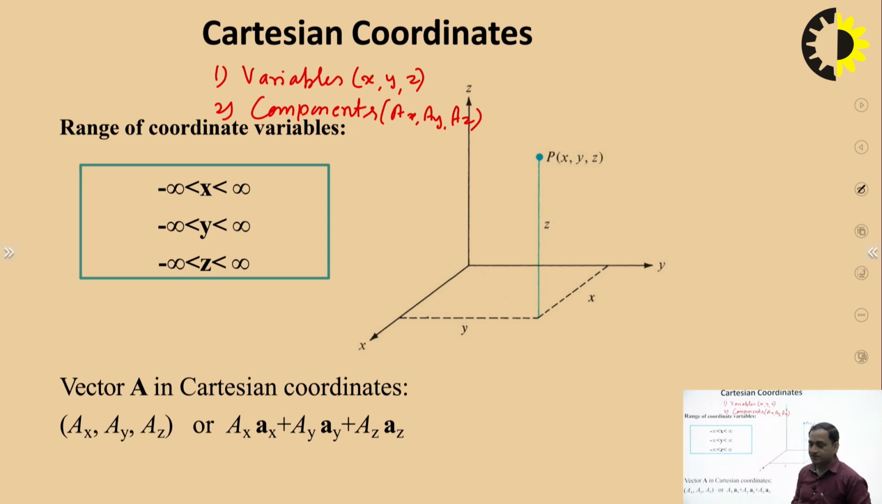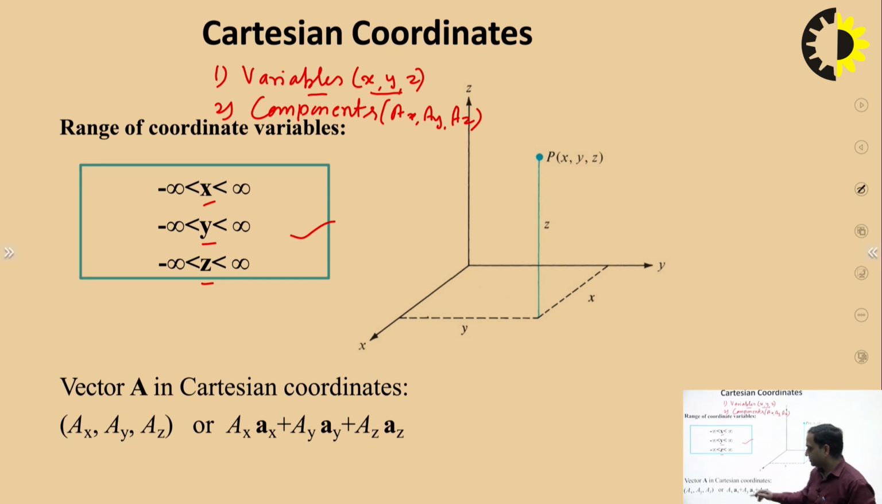First thing we have to take care about is the variables, so we will come to know the range of the variables. The range of x is minus infinite to plus infinite, y is minus infinite to plus infinite, and z is also minus infinite to plus infinite. We are very much aware of this basic coordinate system, the Cartesian coordinate system, and we also call it the rectangular coordinate system.